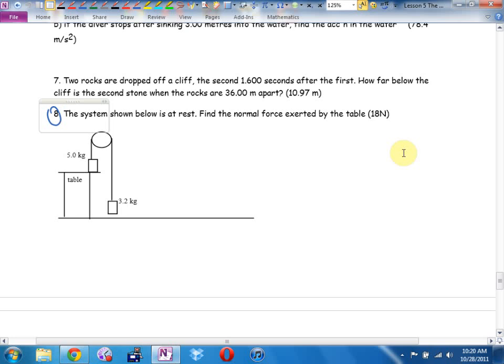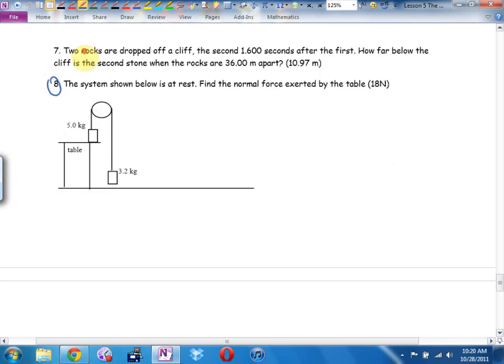Who asked number 8? Okay. I'll call this first one mass 1, and I'll call this one mass 2. I'll start with mass 2 first because it's easier. What are the forces acting on the 3.2? Get the obvious ones. Absolutely.